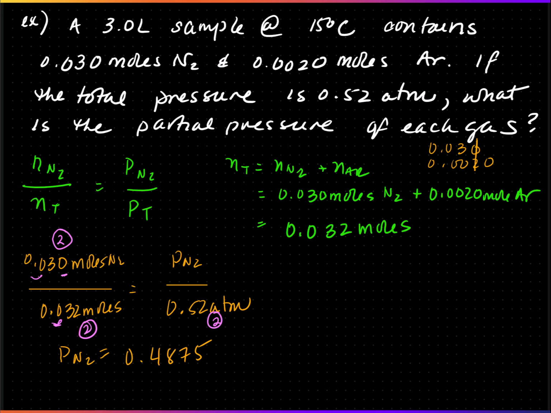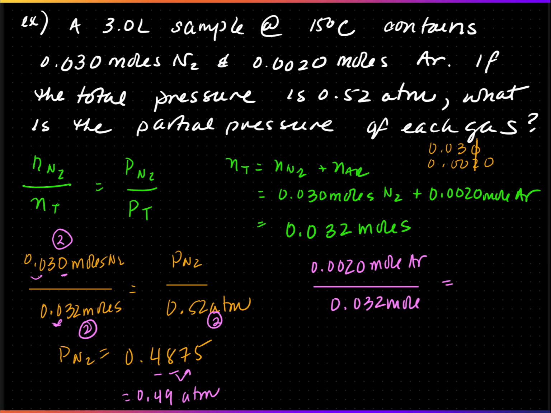Starting from the left, the first non-zero digit is 4, then 1, 2, 1 to the right. So this becomes 0.49 atm. To find the pressure of argon, we could plug it in: 0.0020 moles of argon divided by the total moles, which is 0.032 moles, is equal to P of argon over the total pressure, which is 0.52 atm. And you can solve for P of Ar.